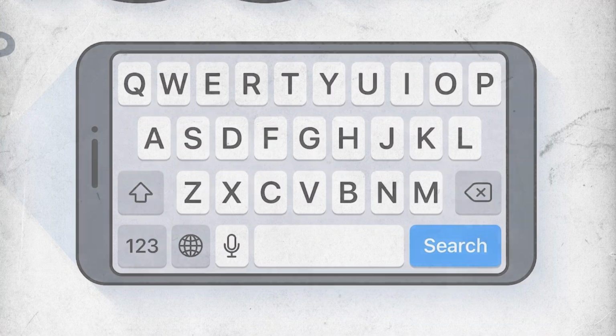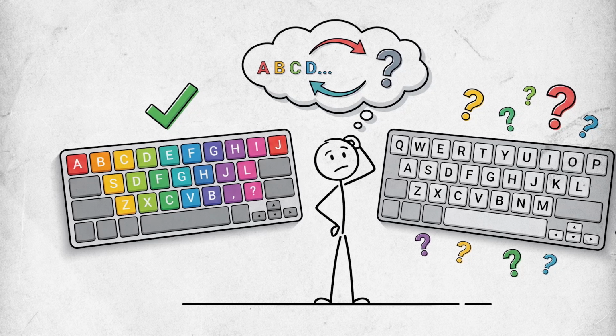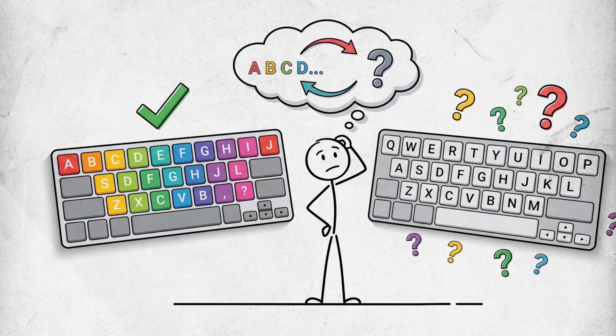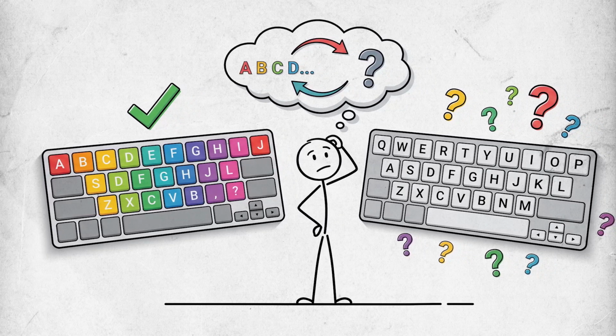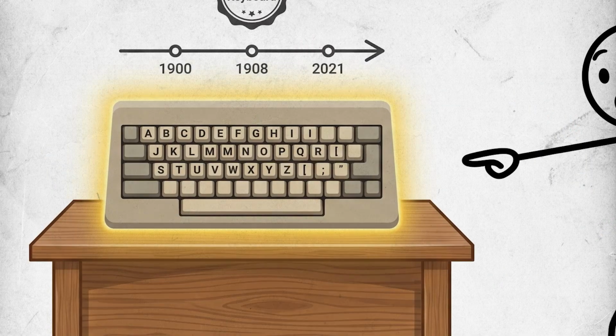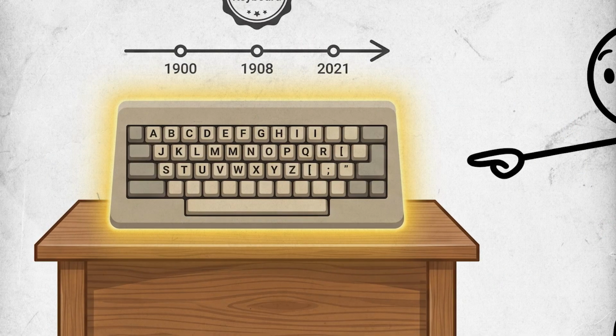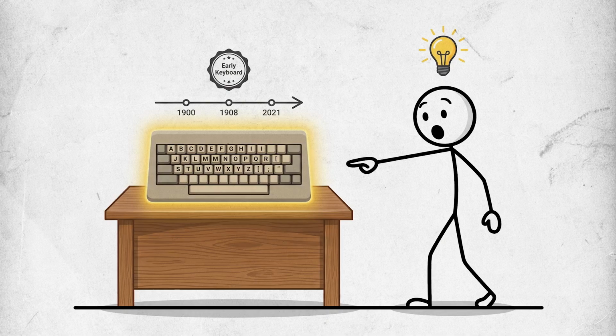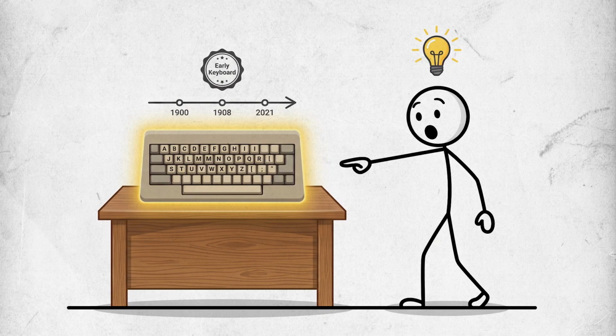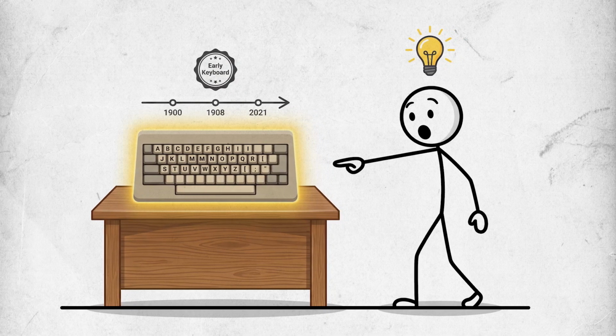ABCD is so simple. So why did someone break that order and create this bizarre layout? The truth is, the very first keyboards were actually in alphabetical order. But it was intentionally messed up. And the reason behind it will blow your mind.